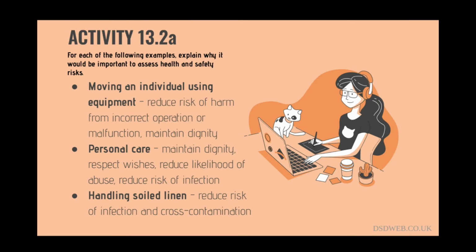Activity 13.2a provides you with 3 examples and asks you to explain why it would be important to assess health and safety risks. The first example is moving an individual with a hoist or wheelchair. It would be important to assess risk to prevent harm to employees or individuals that could be caused by operating equipment incorrectly or equipment malfunctioning. It would also be needed to ensure that the individual is as comfortable as possible and that their dignity is maintained. The second example is providing personal care to an individual.